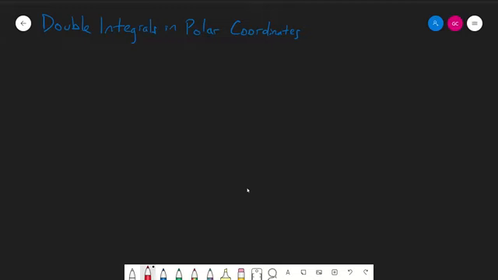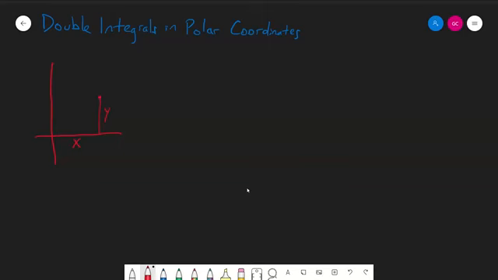In this lecture, we're going to talk about doing double integrals in polar coordinates. And let me start by first reminding you how polar coordinates work. So let's say you have a point in the plane. Usually, you would specify that point with an x-coordinate and a y-coordinate. And you can really think of the y-coordinate as being the distance from the point to the x-axis, whereas the x-coordinate is the distance from the point to the y-axis.